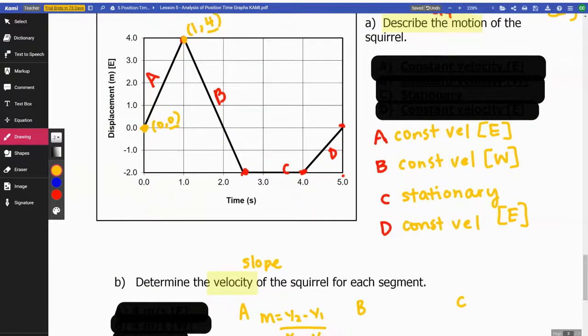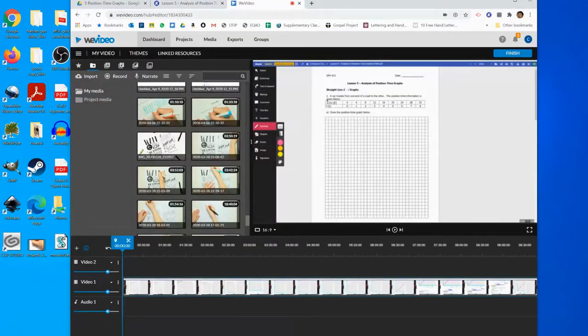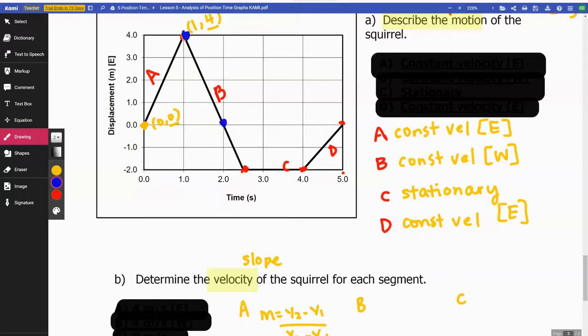Okay, part B, I picked 2 points. I'm going to use the same 1 and 4. I'm just going to change color. I'm going to use this point, and I'm going to use this point. I just thought those were easy. Still going to use the 1, 4, and then I'm going to also use this point that is 2 and 0 to calculate the slope.